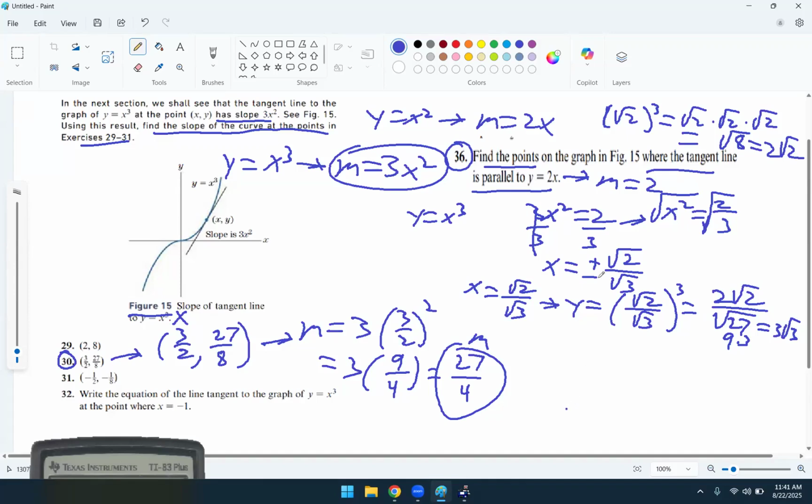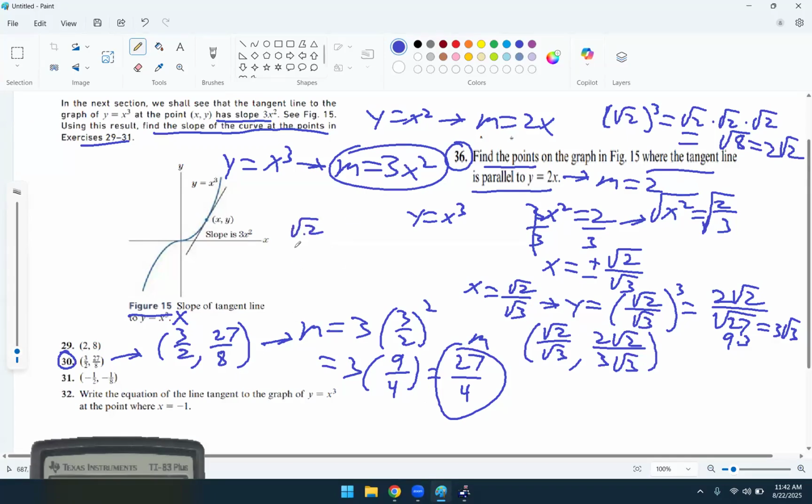Now, again, so my answer is going to be what? For that point, it's going to be root 2 over root 3 for x, right? And then root 2 over 3 root 3 for the y coordinate. Now, we don't want to leave our answer like that because it's algebraic convention to get rid of the square roots on the denominator. So let me show you some additional algebra on the side here.